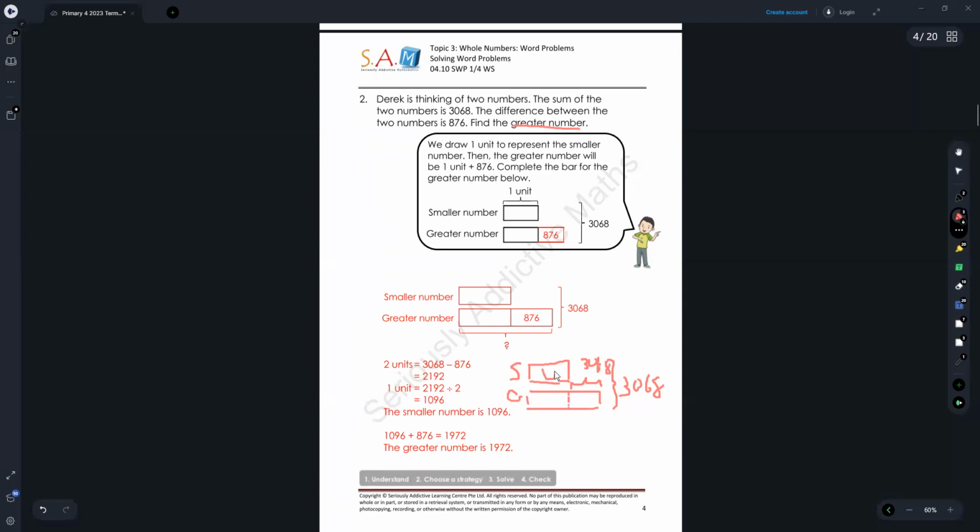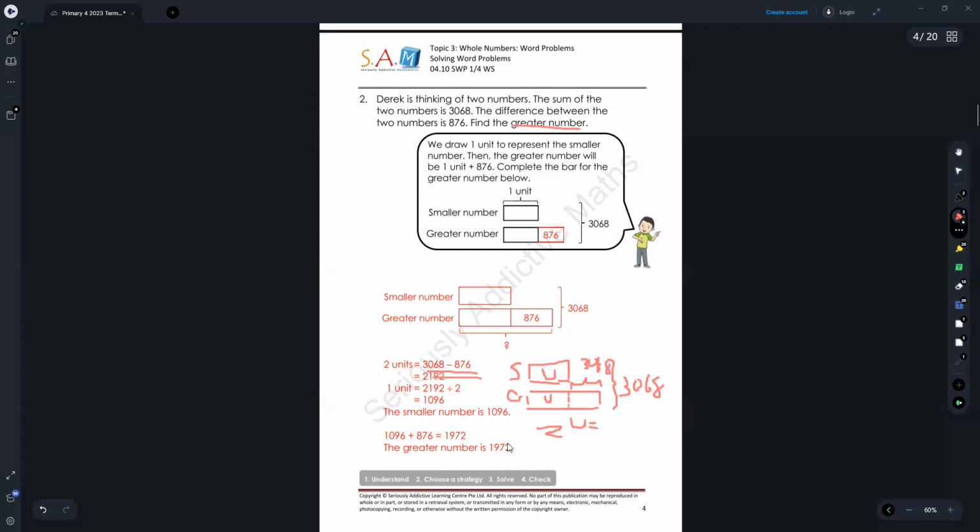That means that this is 1 unit. This is 1 unit, right? Because it's equal. And that's the difference. So therefore, I can write the equation. 2 units will be equal to, they cannot say 3 units, because this is 2 units plus this difference here, which is 876. So 2 units plus 876 equals 3068. So 2 units will be equal to 3068 minus 876.